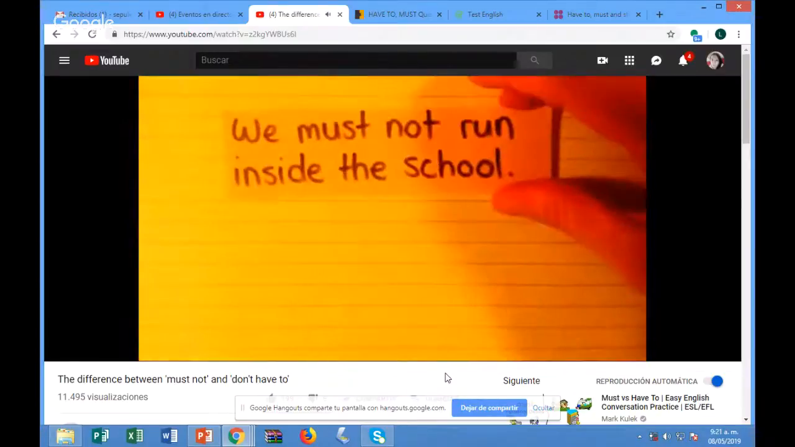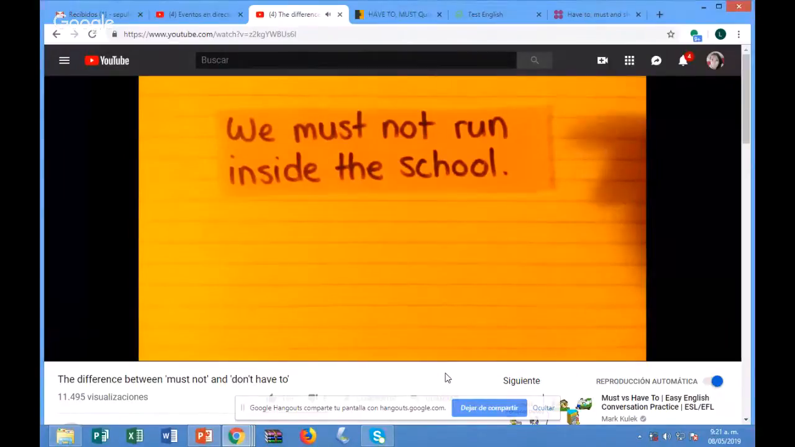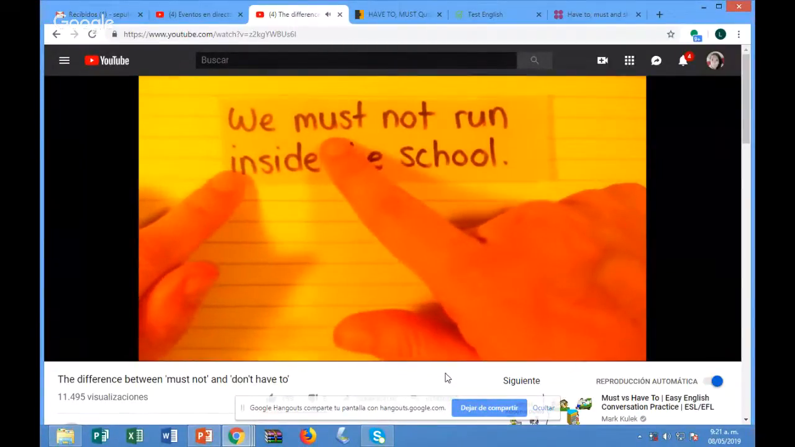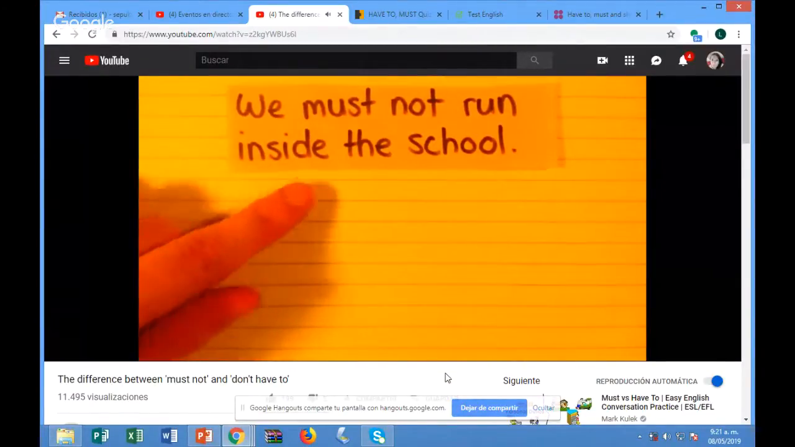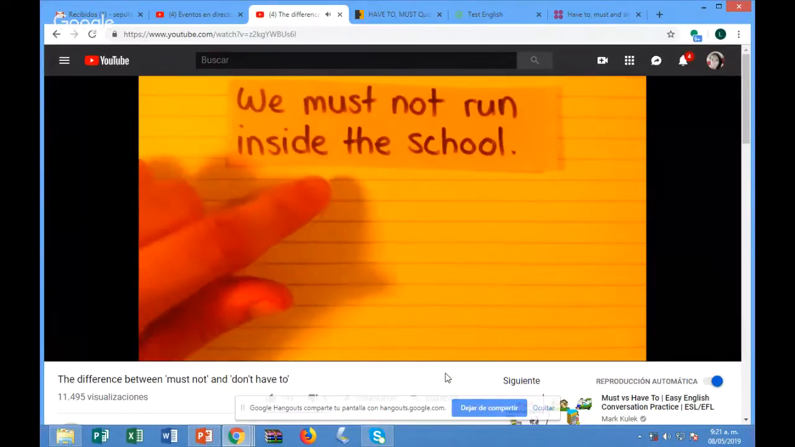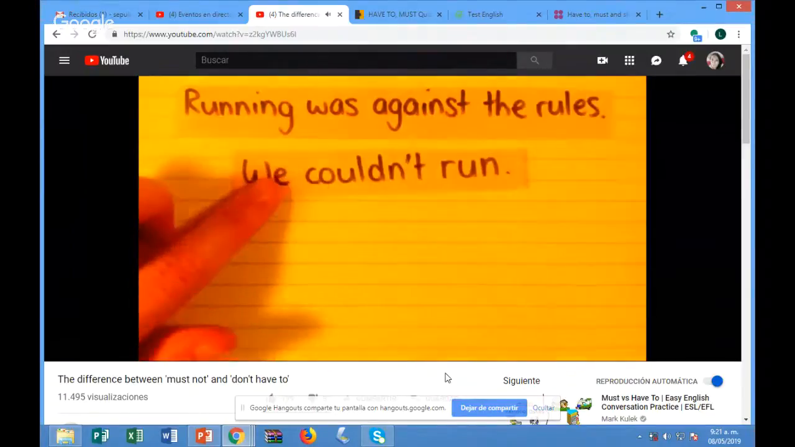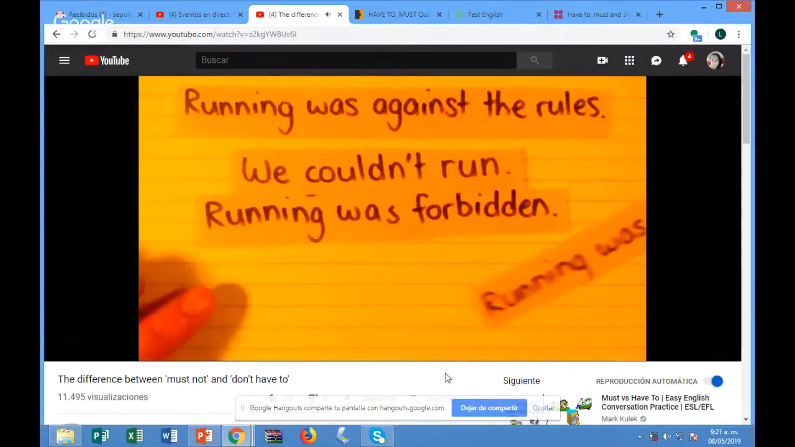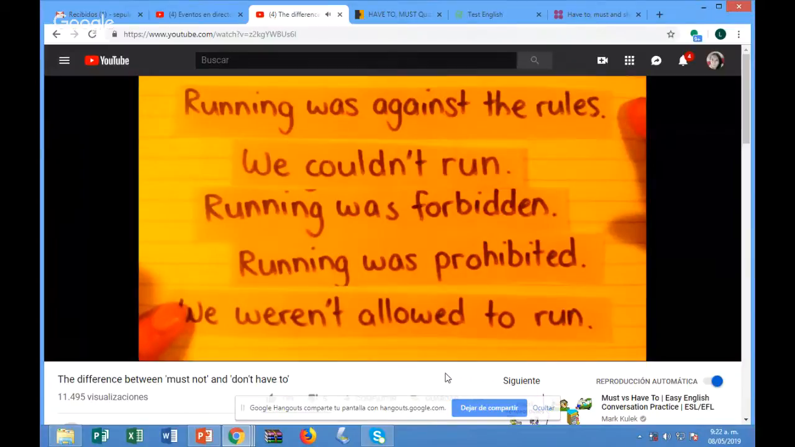In another example, we could say, we must not run inside the school, because running in the school is not allowed. You'll notice that we can't use must not in the past tense. Therefore, if we want to say something about not running in the school in the past tense, we have to say something like, running was against the rules, or we couldn't run, or running was forbidden, or running was prohibited, or we weren't allowed to run. So this is how you would express the same idea in the past tense.